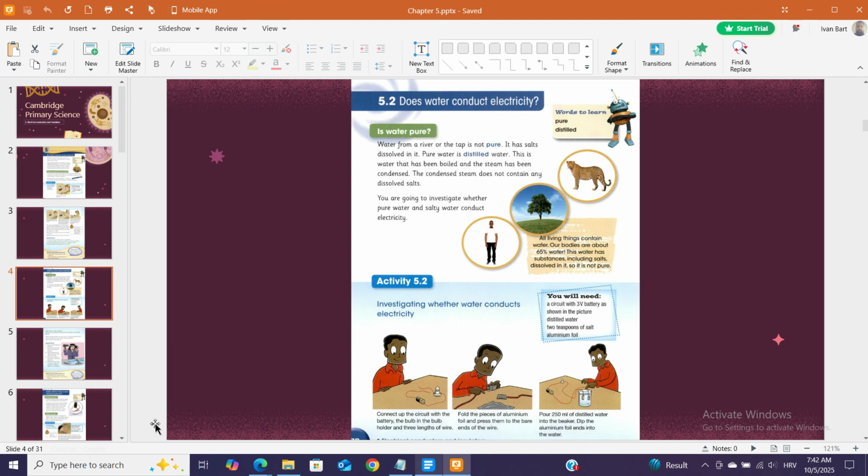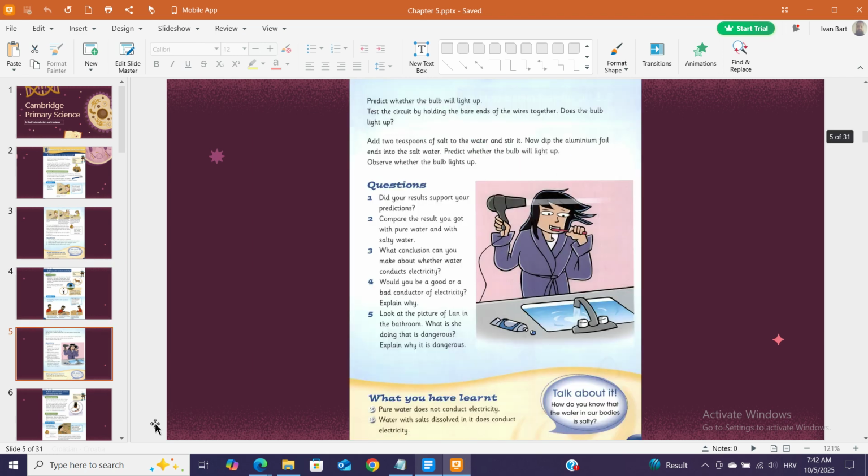You will need a circuit with a 3 volt battery as shown in the picture, distilled water, 2 teaspoons of salt, and aluminium foil. Connect up the circuit with the battery, the bulb in the bulb holder and 3 lengths of wire. Fold the pieces of aluminium foil and press them to the bare ends of the wire. Pour 250 milliliters of distilled water into the beaker. Dip the aluminium foil ends into the water. Predict whether the bulb will light up.